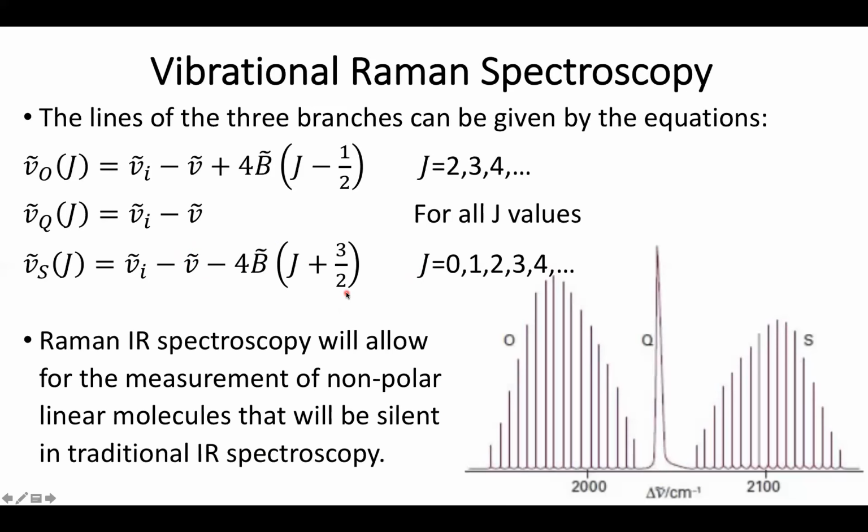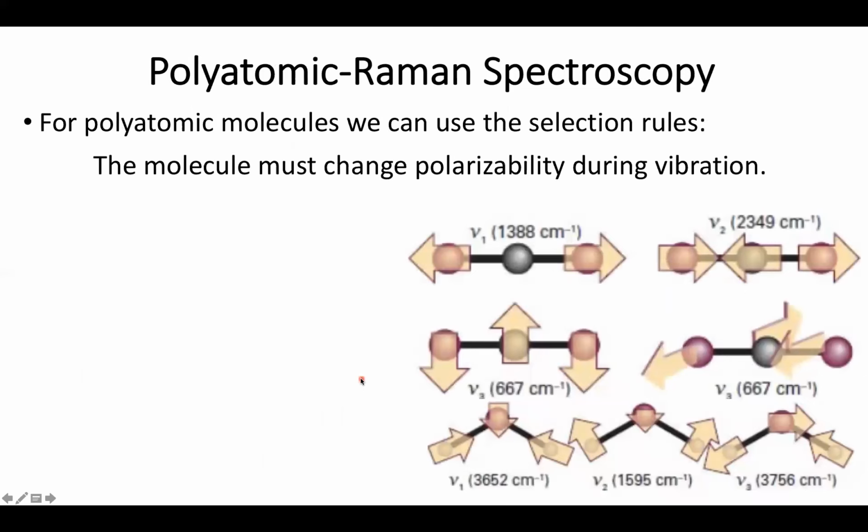And again, what we're going to see is one of the biggest differences between Raman and traditional IR spectroscopy is that Raman spectroscopy is going to allow for the measurement of nonpolar linear molecules. So these are molecules that are traditionally IR silent. Because again, one of these big advantages is this difference in selection rules. Because for Raman spectroscopy, our simple rule is that the molecule must change polarizability during vibration.